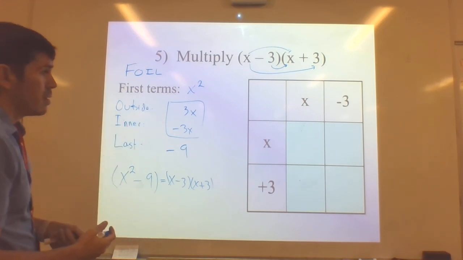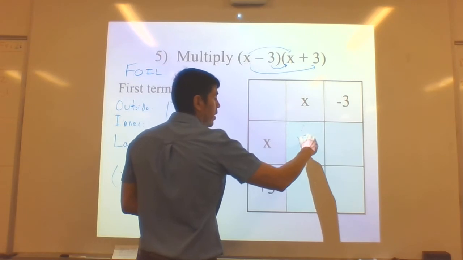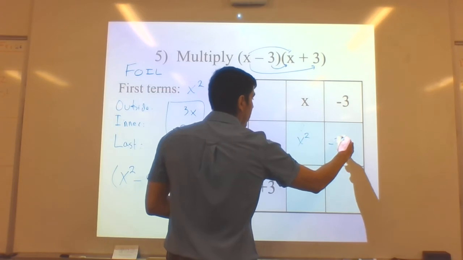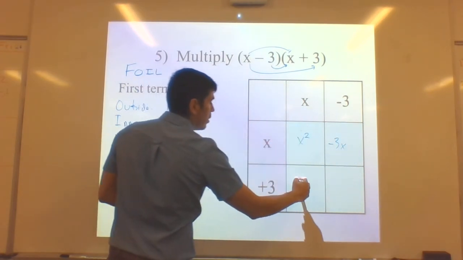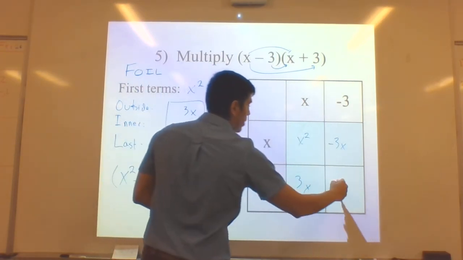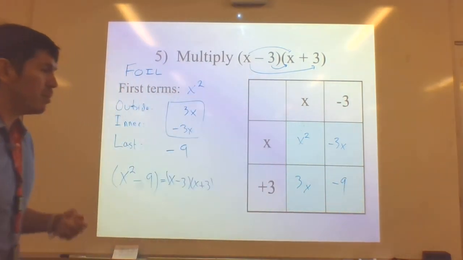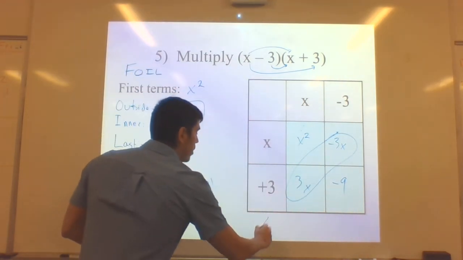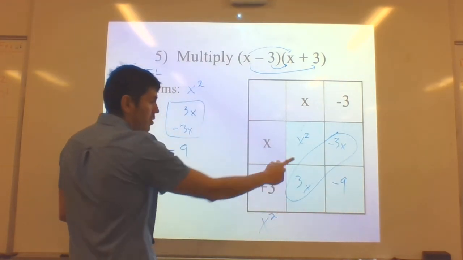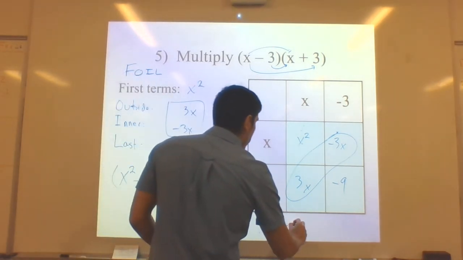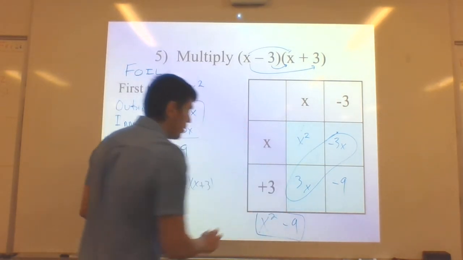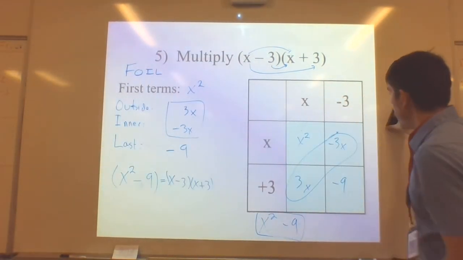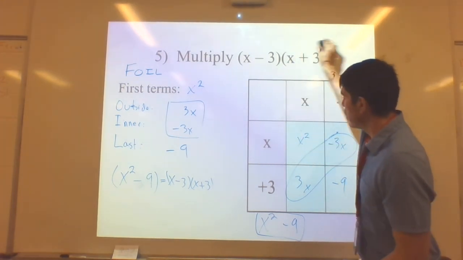Using the box method, multiplying the x to the x, we get x squared. Multiplying the x to the negative 3, we get negative 3x. x to the 3 over here, we get 3x. 3 to negative 3 over here, we get negative 9. And then you combine like terms, and you put your answer in. What are my like terms? These are my like terms. We get x squared, the 3x terms cancel out, so we get x squared minus 9. And that's my answer. Again, that's using the box method. That's using FOIL.